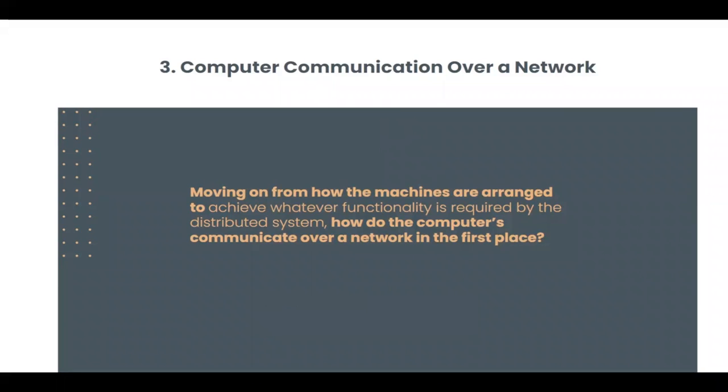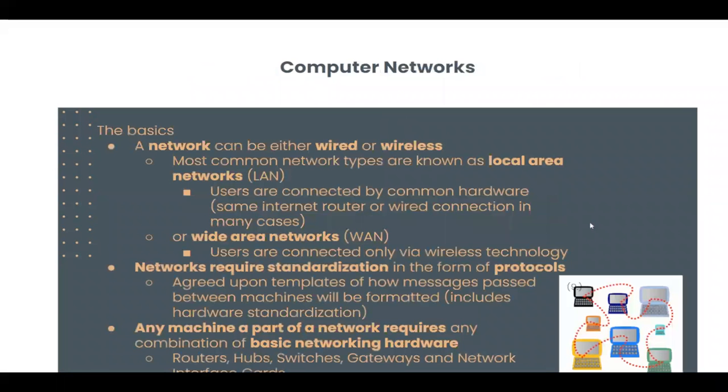In this section, we will be moving on from how computers are arranged and built to how these machines work with networks. How do the computers communicate over a network in the first place? Let's begin with the basics. A network can be either wired or wireless. The most common network types are known as local area networks, abbreviated as LAN, or wide area networks known as WAN.